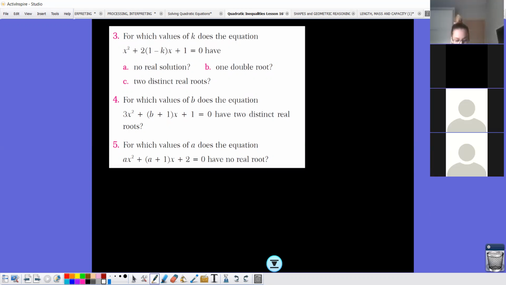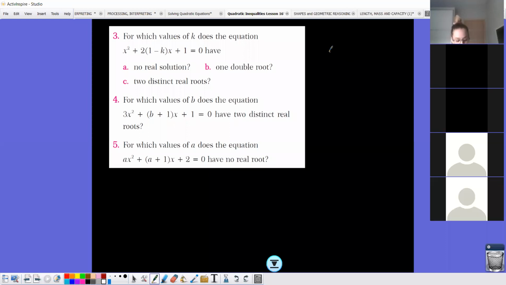It's a simple question. Tringa, can you answer? You're in the car, but I think that you're listening to the lesson. Oh, wait. Can you hear me? Yes, yes. For which values of k does the equation x^2 + 2k have no real solution, 2 distinct real roots, 1 double root? So what was this question about?